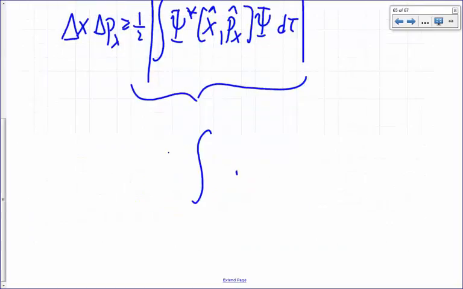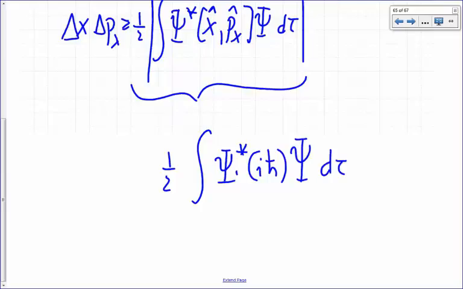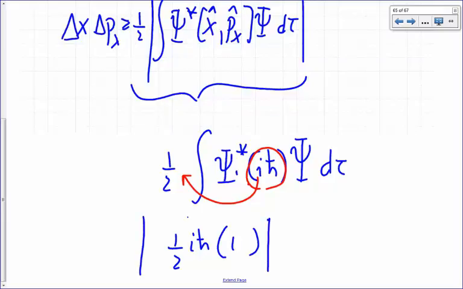So what's the integral of psi star i h bar times psi d tau? This is just a constant. I can pull it out of my integral, right? So that gives me 1/2 i h bar times the integral of psi star psi d tau. What's that integral? It's 1, it's normalized. Take the absolute value, and so it's equal to this.